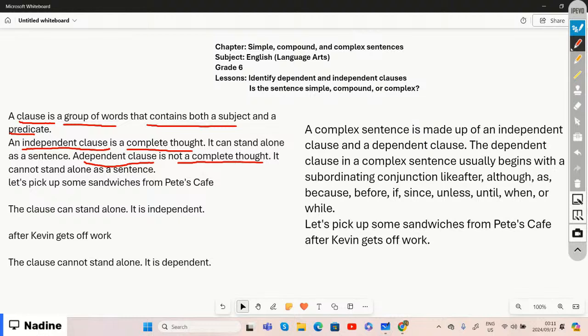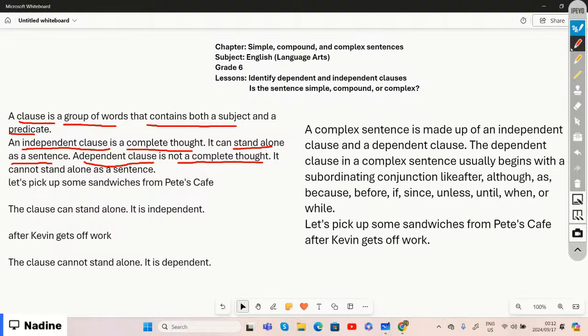And if we are going to look at an example of both independent and dependent clauses, before we even look at the example, once again, we see that an independent clause is a complete thought. And when it is a complete thought, it means that it has both a subject and a predicate. An independent clause can stand on its own as a sentence. So if you write a simple sentence with a subject and a verb, then that already expresses a complete thought. Whereas a dependent clause cannot stand on its own as a sentence and does not express a complete thought.